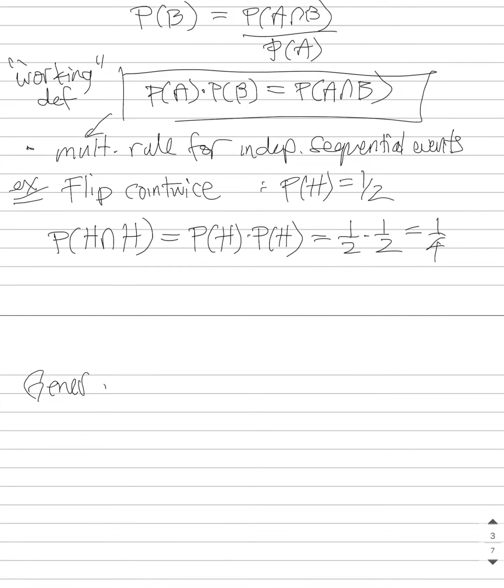Now, finally, you can generalize this to many independent events. So if A1, A2, all the way down to AN are independent events, the probability of getting them sequentially is just the product of each probability at each stage. So it becomes very, very simple to calculate.